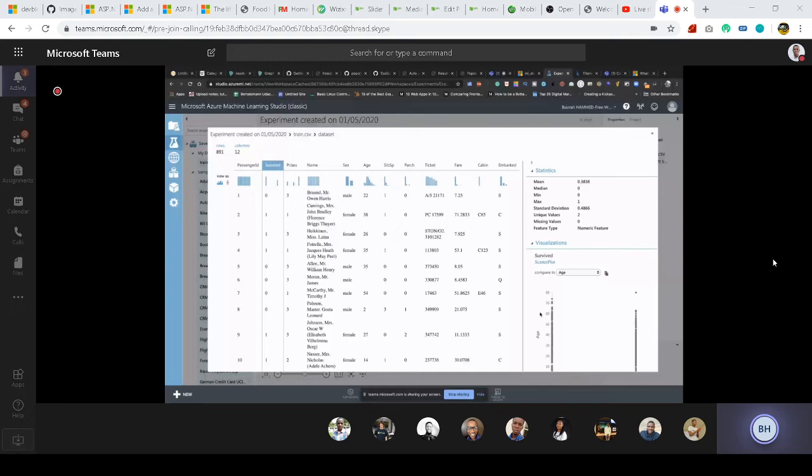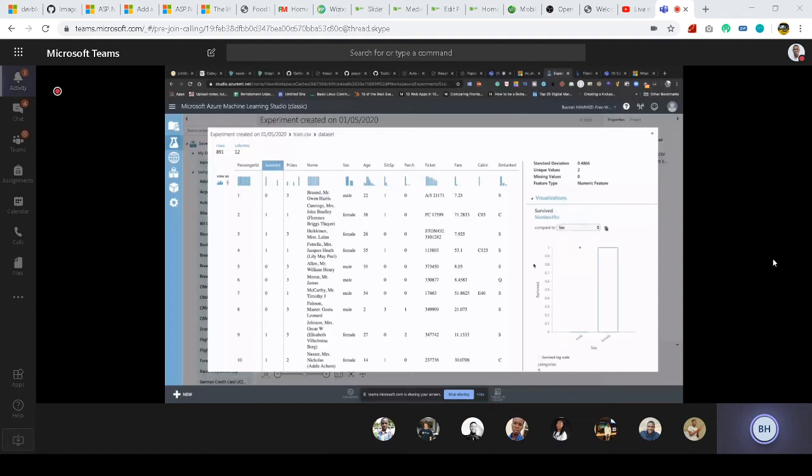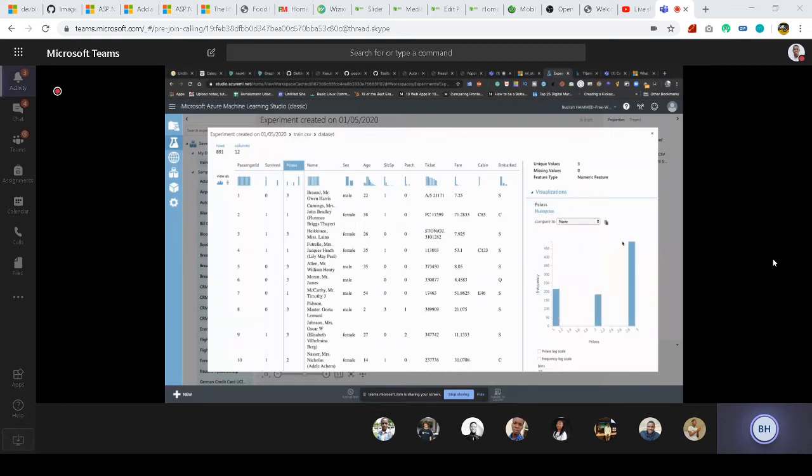Now for sex, we can see we have more female survivors than male, which means more females actually survived the whole Titanic capsizing than males. For Pclass, people with third class tickets actually survived more than people with first class tickets.